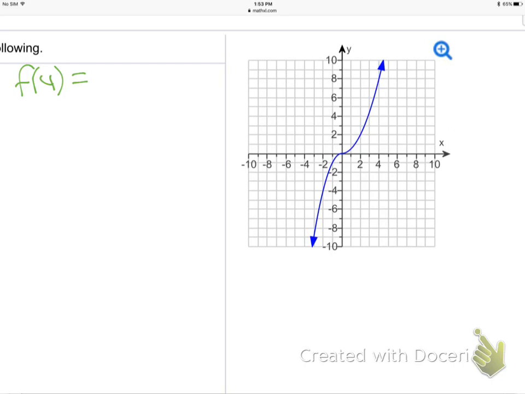Yeah, let's do f of 4. So try that one. What's that saying? When x equals 4, y equals... Give everybody a chance. But that's right. The key is remembering that whatever's in here is x, and whatever it equals is y.